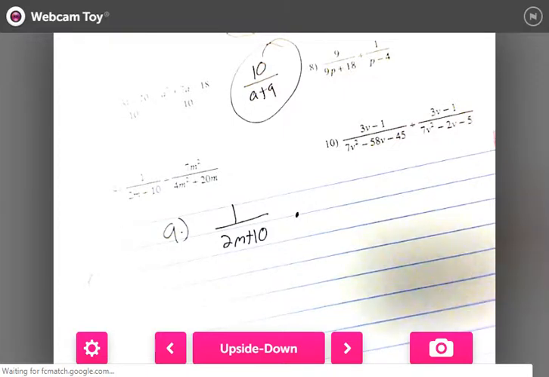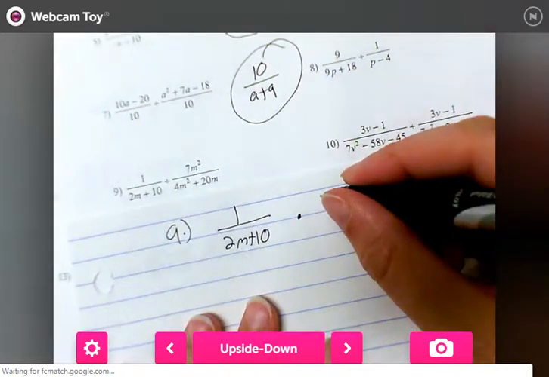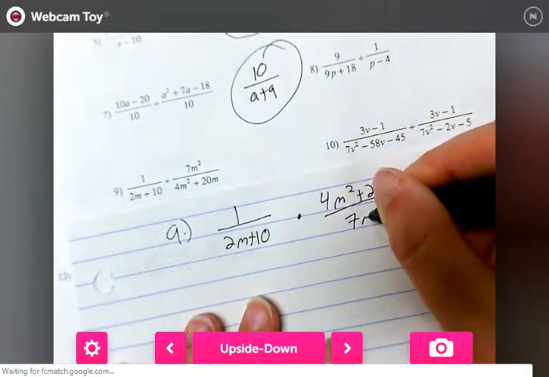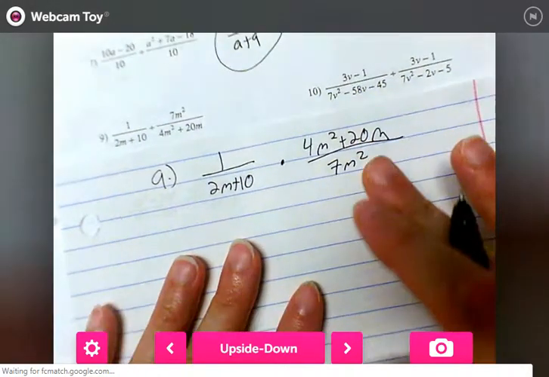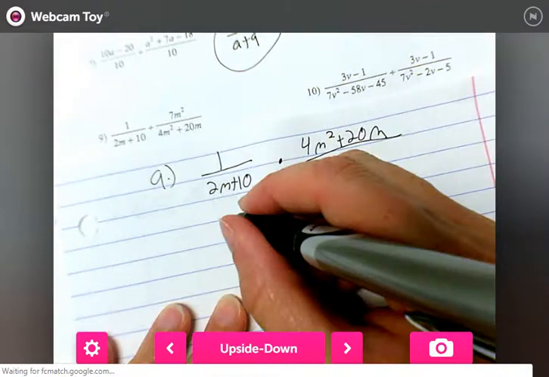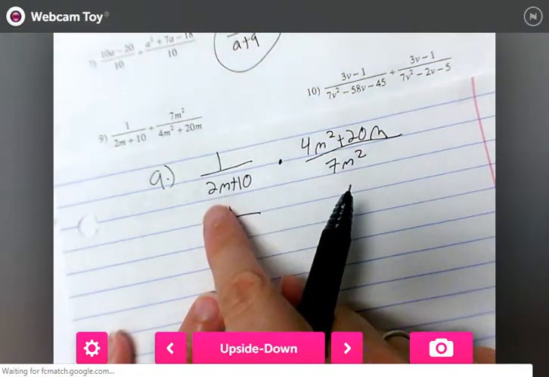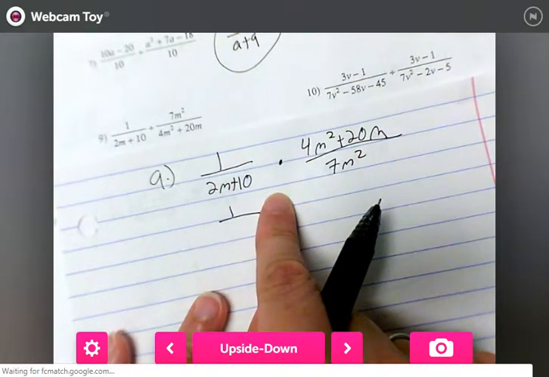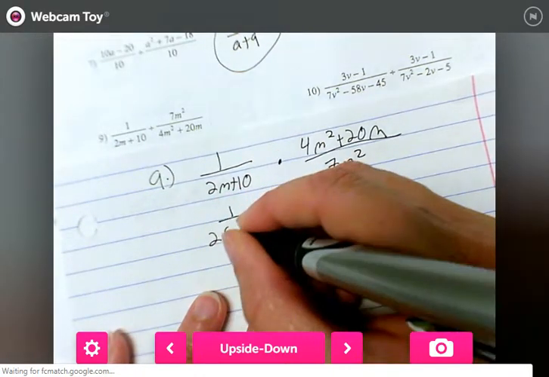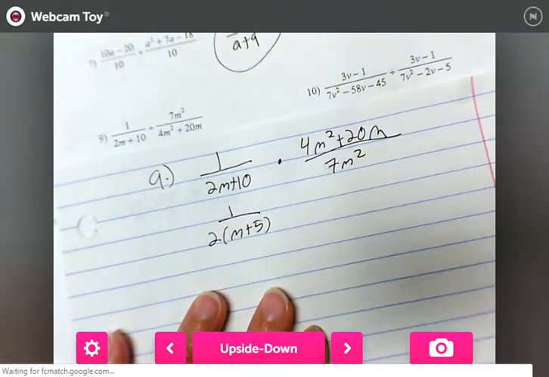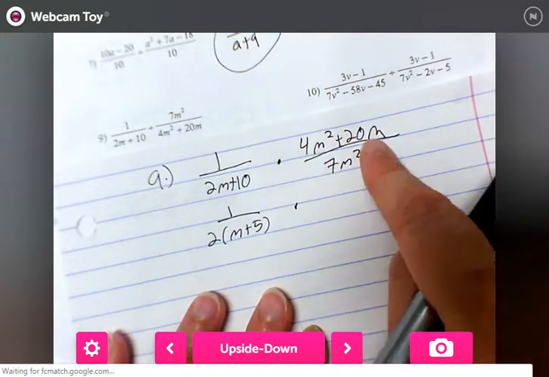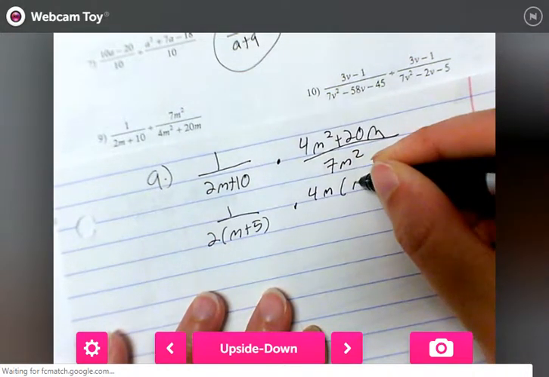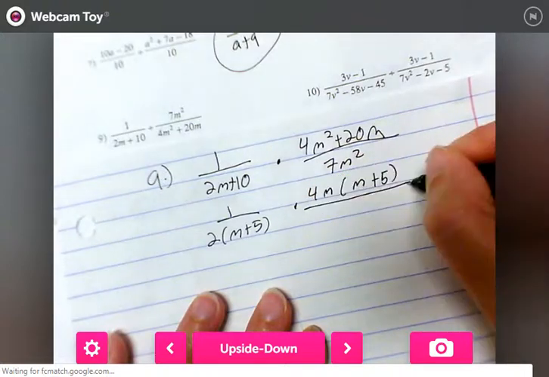All right, guys, let's do number 9. So first thing we're going to do, ladies and gentlemen, is we flip it. Okay? And then we're going to factor. So, is there a number that goes into both 2 and 10 that I can take out? 5. Try again. 2. Okay, so I'm left with m plus 5. All right? For 2m squared and 20m squared, I can pull out a 4m, right? And I'm left with m plus 5 over 7m squared.